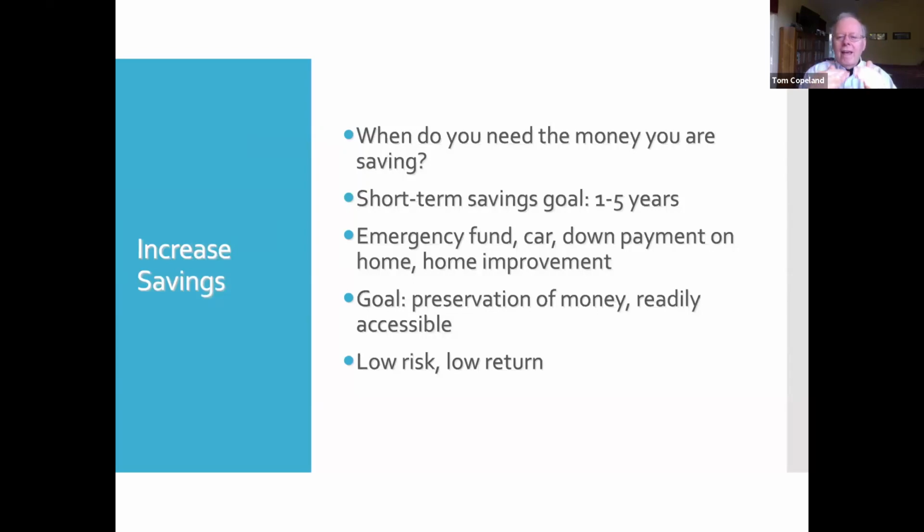You want to save the money in a place that's going to preserve it and not take risks with it. You want a low risk place to put it, and that means you're not going to earn very much interest. It's going to be a low return. You don't want it in the stock market because that's high risk.